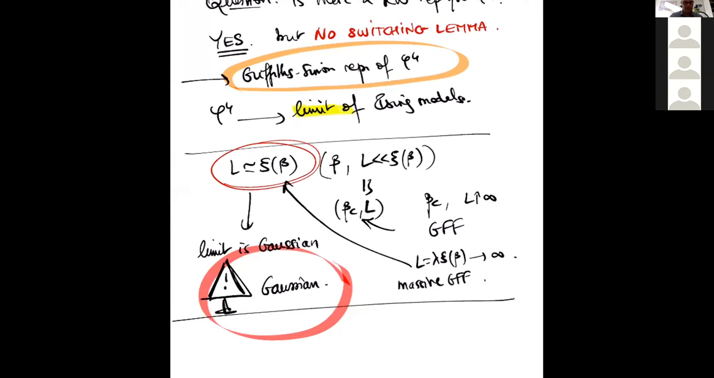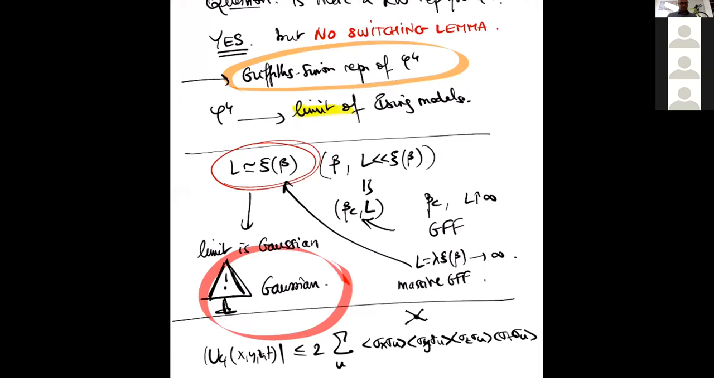Does the D equal 4 intuition for you also give a proof of Gaussianity in high dimension? Yes, in fact, the proof that we do is an improvement on the proof of Aizenman-Fröhlich. The Aizenman-Fröhlich proof relies on what we call a tree diagram bound, where we bound U4 of x, y, z, t. In the 80s, Michael and Jörg bounded it by this quantity, sigma y, sigma u, sigma z, sigma u. In our case, we actually improve on that.